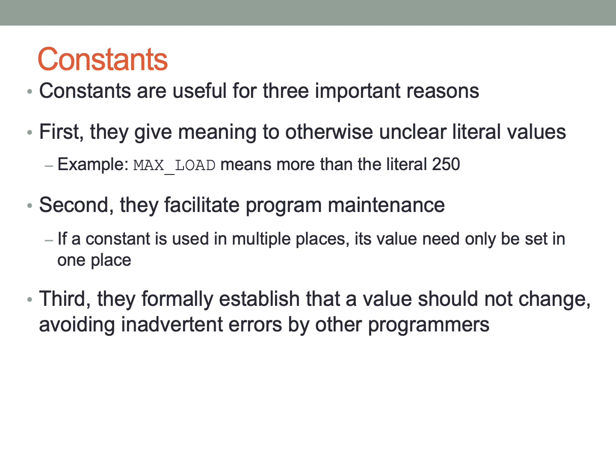Constants are useful for three important reasons. First, they give meaning to otherwise unclear literal values. Secondly, they facilitate program maintenance. Say that if a constant is used in multiple places, the value only needs to be set in one place. Thirdly, they formally establish that a value should not be changed throughout the program.